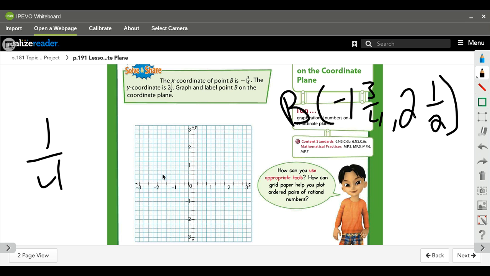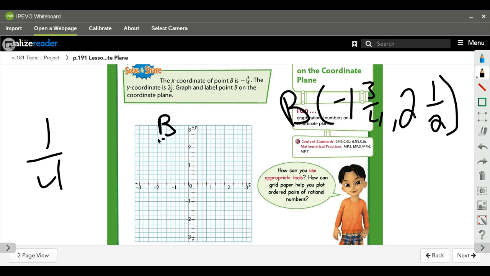to 2. So notice I'm traveling that line with my mouse. So I would normally do it with my finger. So I'm at 2, and then I'm going to go to 2 1/4, and then 2 1/2, and I'm going to mark my point, and I'm going to label it as point B. Okay, so that is my solve and share.